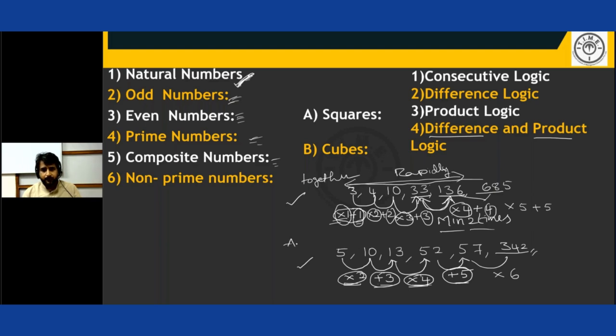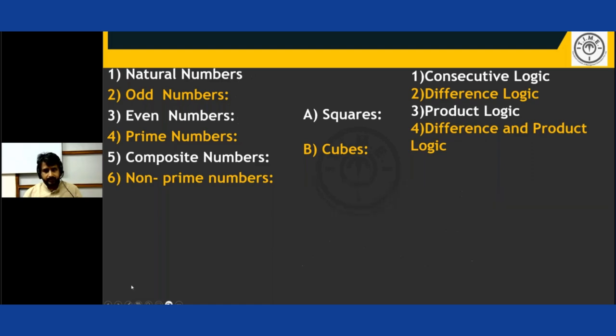Difference and product applied alternately. Alternately. Okay. Now move to the next logic. So understand how the questions will be prepared. If you have that clear idea, that clear picture, when you see the new question, it will be very easy to answer.